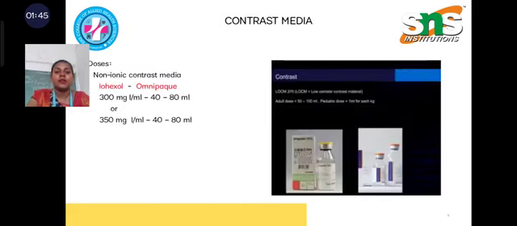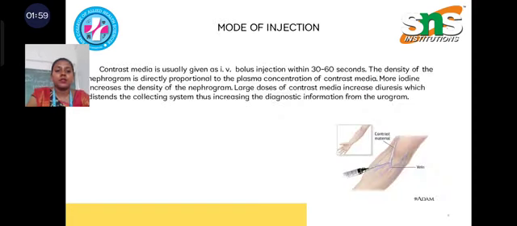Contrast media, the doses: non-ionic contrast media, mostly Iohexol Omnipaque, is used. If it is 300 mg, 40 to 80 ml is used. If it is 350 mg, 40 to 80 ml is used. Mode of injection: contrast media is usually given as an IV bolus injection within 30 to 60 seconds.